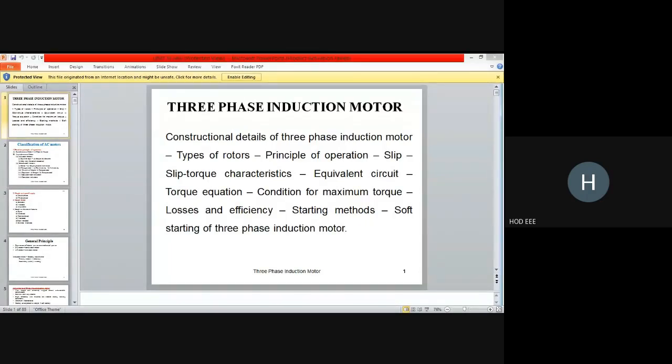The construction of the three-phase induction motor is similar to the transformer. If you consider a three-phase transformer, we have three windings, R, Y, B. Similarly, in the rotor circuit, we again have three windings.